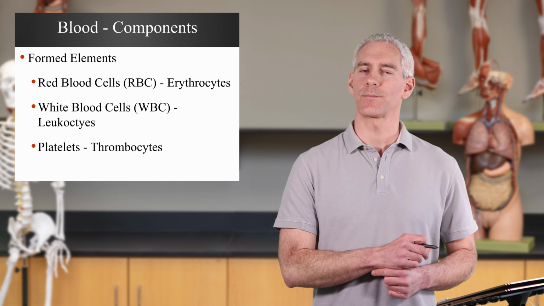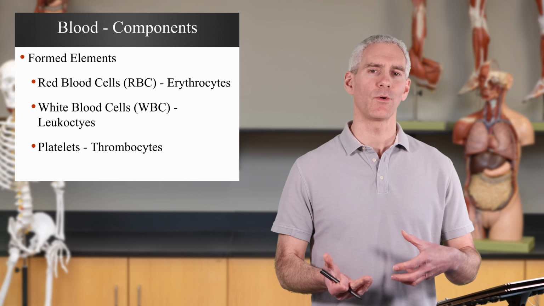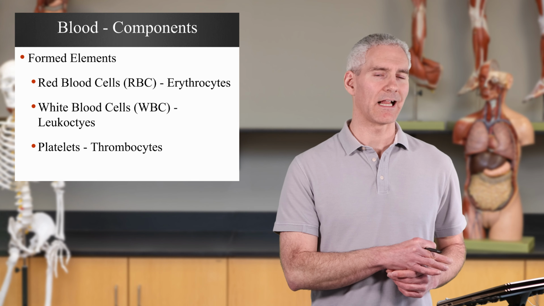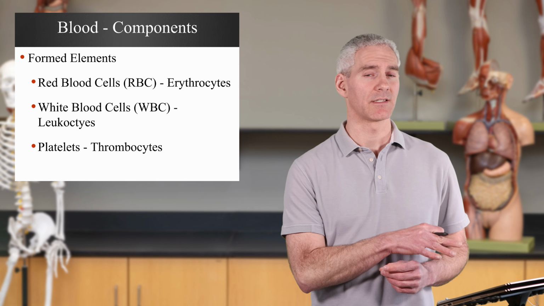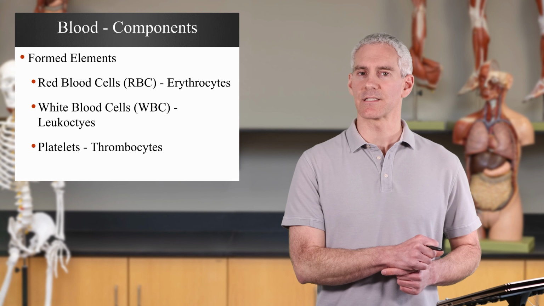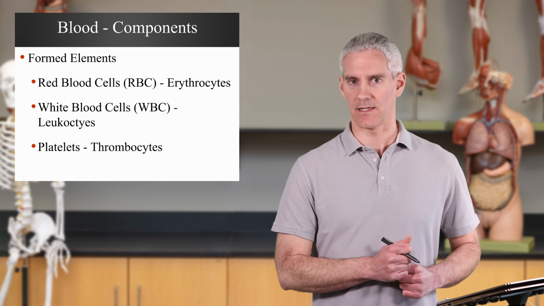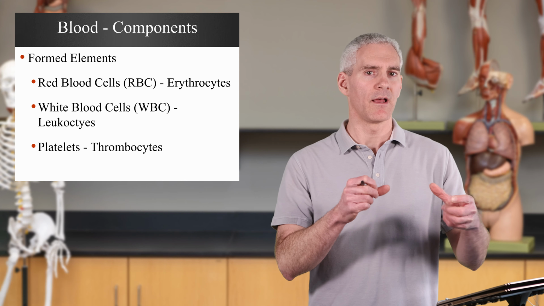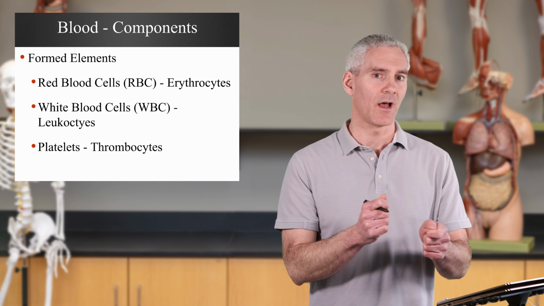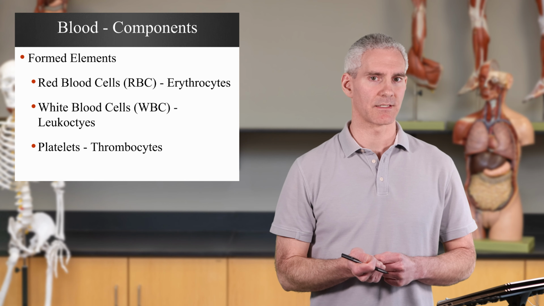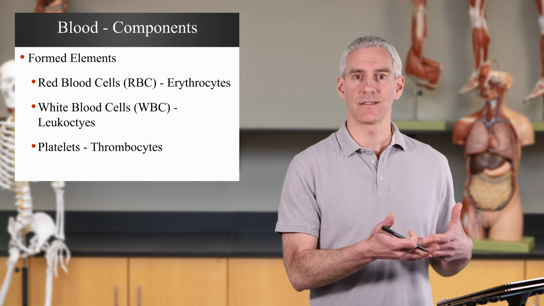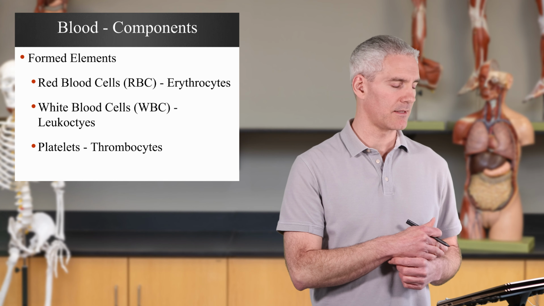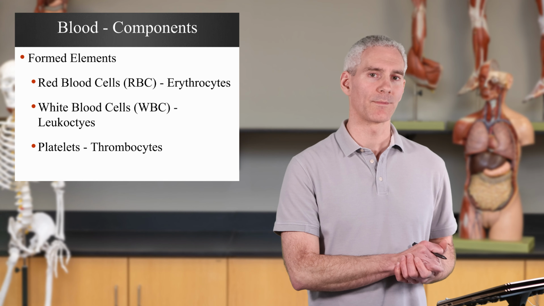Together, these formed elements are the solid components inside your blood. Now, the reason they're called formed elements is because they're not all cells. Platelets are actually fragments of cells. So you have this whole megakaryocyte, this large cell, that breaks pieces off. Those pieces are the platelets. So that's why we can't call these cells, but the platelets are fragments. So they're the formed elements.